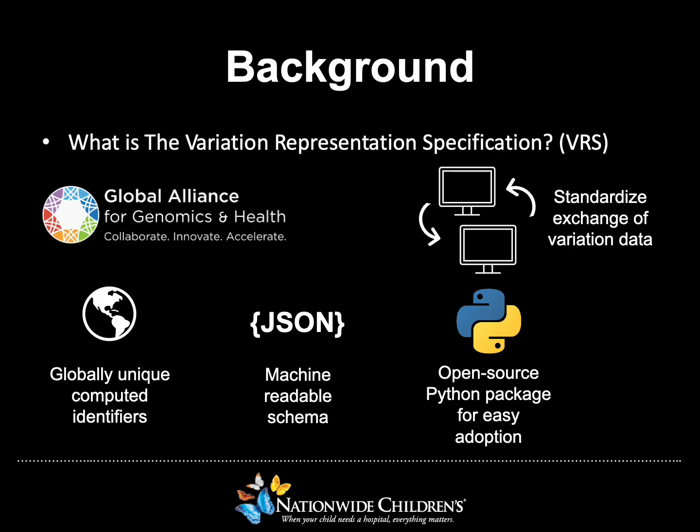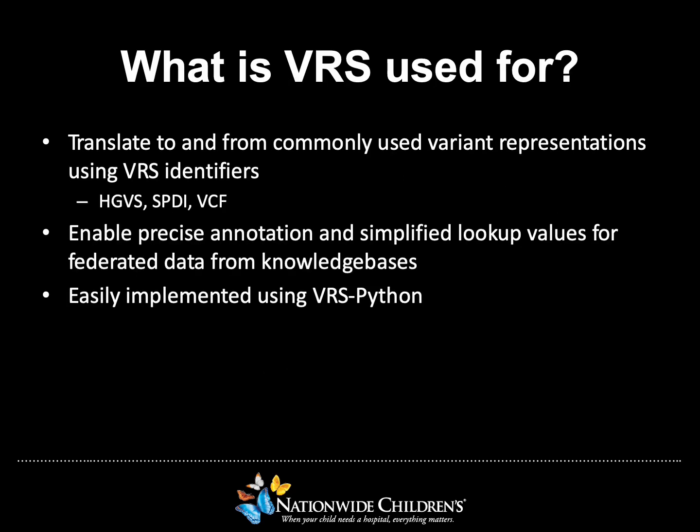Additionally, there is an open-source Python package for anyone interested to implement VRS in their applications. So you may be wondering, why is VRS important? Why should you care about it? What's it used for? Well, with VRS, you can translate to and from commonly used variant representations using VRS identifiers. The currently supported variant representations are HGVS, SPDI, and VCF. Using VRS identifiers also allows precise annotation and simplified lookup values for federated data from knowledge bases. You can take advantage of these features by implementing our open source Python package called VRS-Python in your applications.